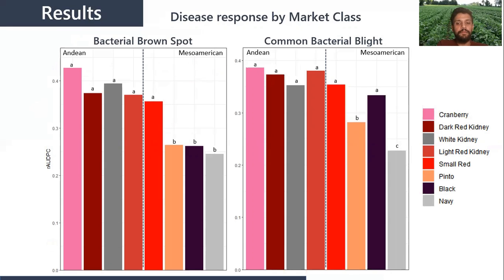And for common blight, there were 3 groups, one with all the kidney beans and small red from the Mesoamerican pool, and also black beans. Navy beans were alone with the lowest ratings, and pinto beans had a more intermediate response.